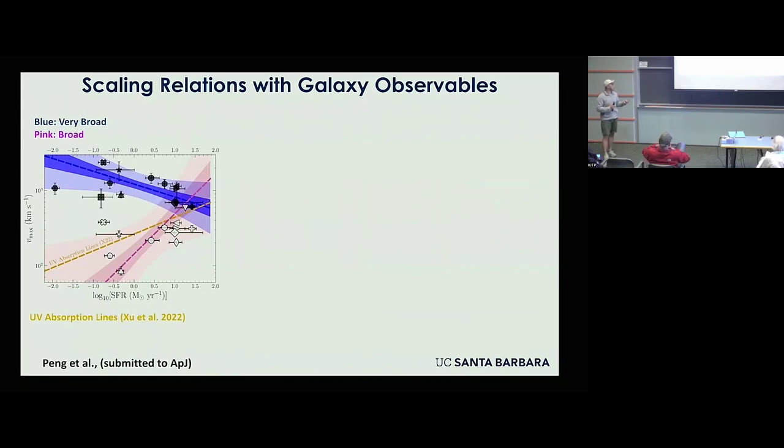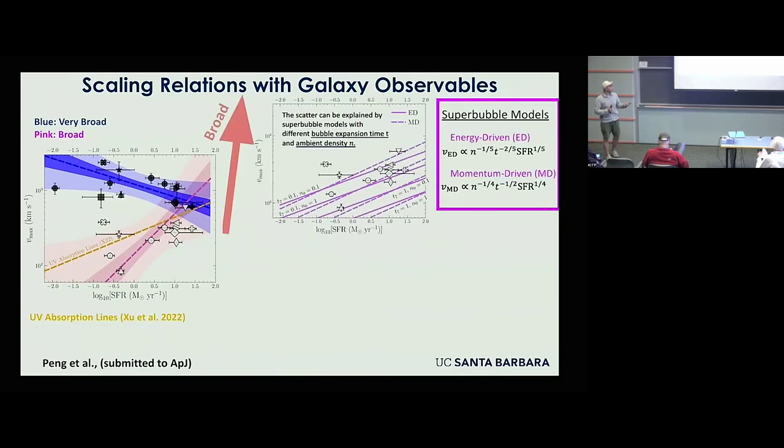As you can see very clearly, the broad components have very different scaling relations from the very broad components, which might suggest they trace different gas. And they have a similar scaling relation to the UV absorption lines within two standard deviations. To physically interpret their origins, we found that the scatter of the broad components can be explained by energy-driven and momentum-driven superbubble models with different bubble expansion times and ISM ambient densities.